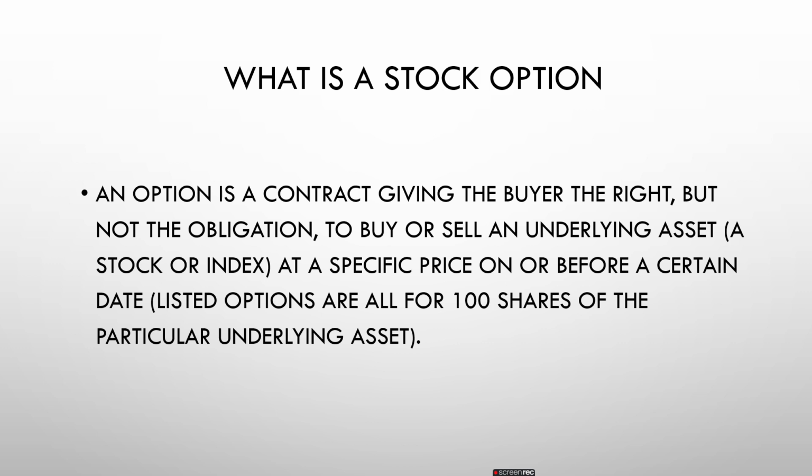So, first off, right off the bat, what is a stock option? Well, by definition, an option is a contract giving the buyer the right but not the obligation to buy or sell the underlying asset which the contract is associated with at a specific price on or before a certain date, which would be the date of expiration. That contract represents 100 shares. So, say Apple has a stock options contract for $150, well, that contract represents 100 shares of Apple at $150.